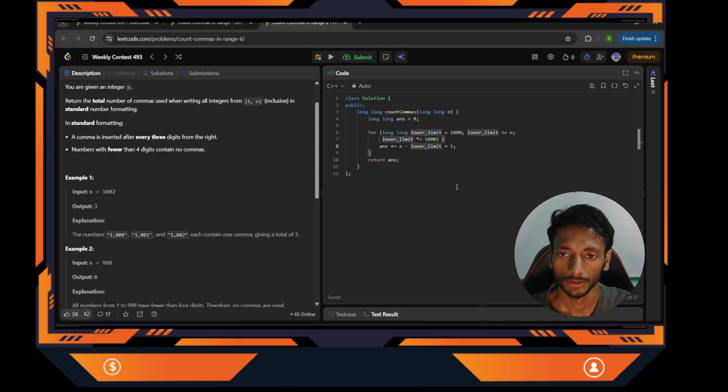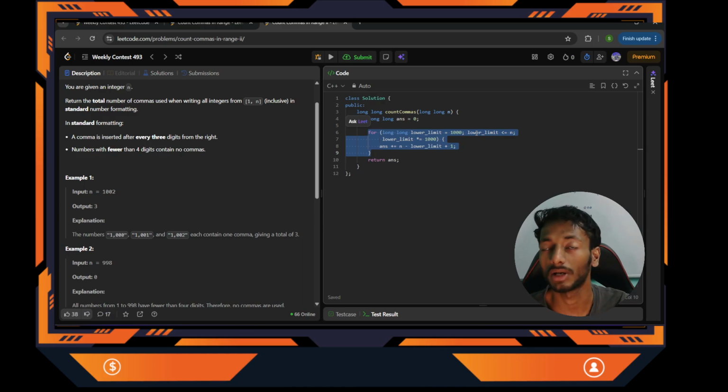Got it? So I will continue until our number is greater than the limit. Ultimately, after checking all of that, return the total number of commas that I have seen, or can place.